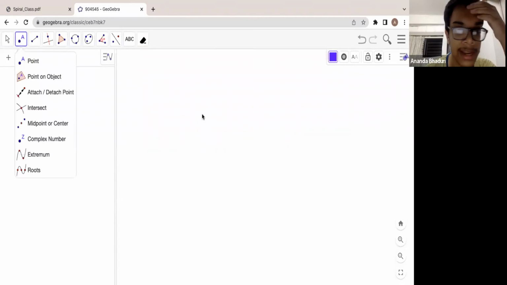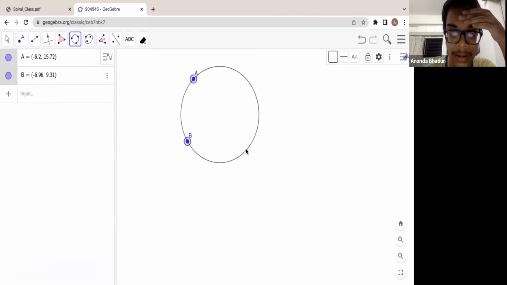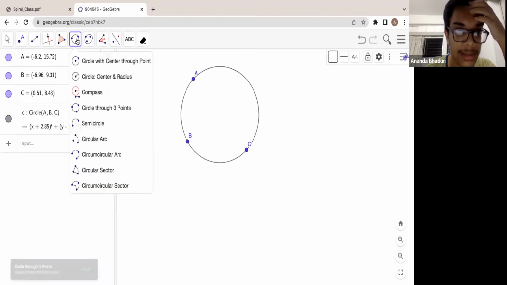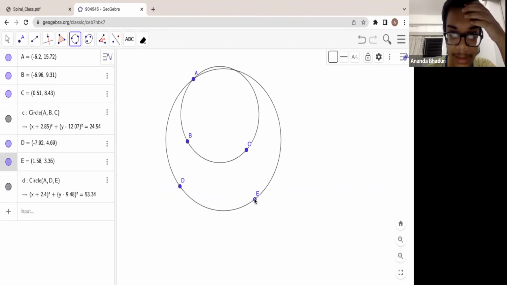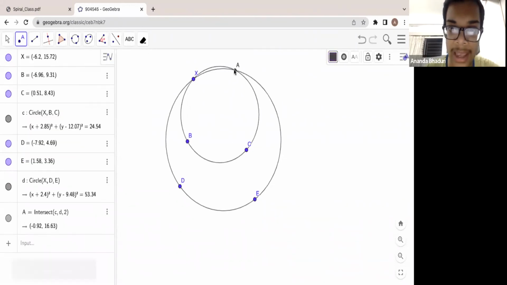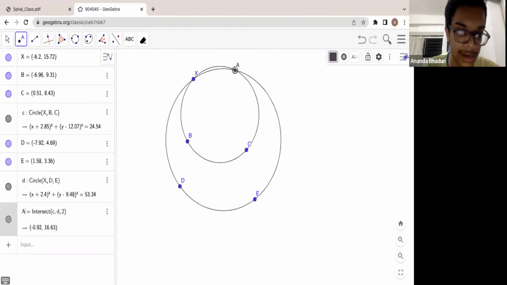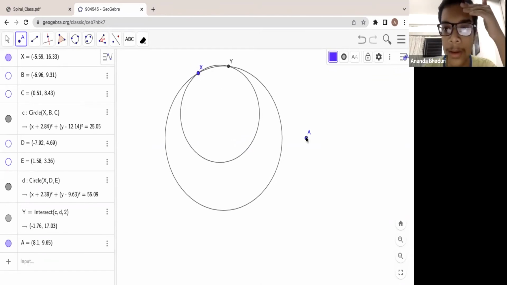So this is the coaxiality lemma, which says that if you have, say, two circles, let's say this and this, and suppose they intersect at X and Y. Suppose we have two circles which intersect at X and Y.